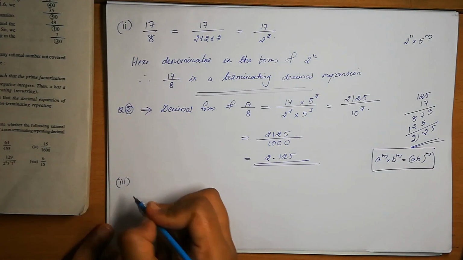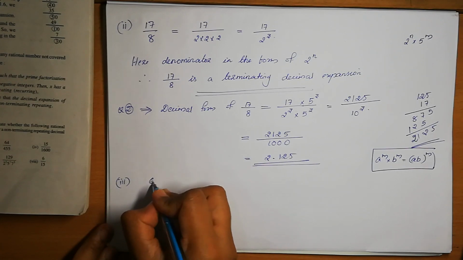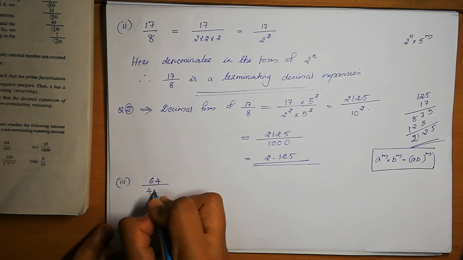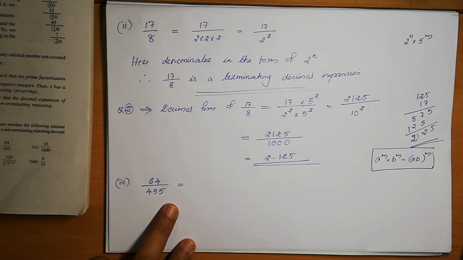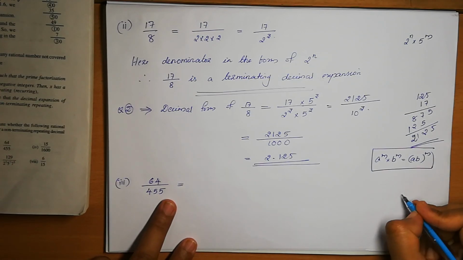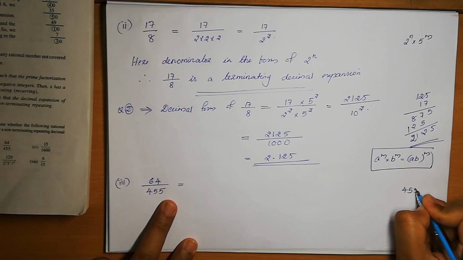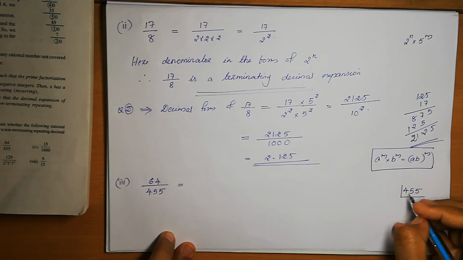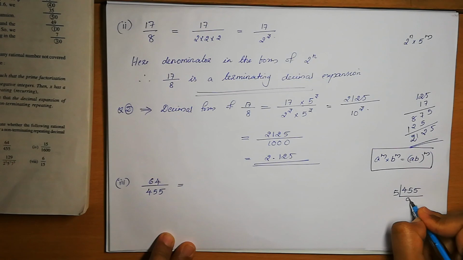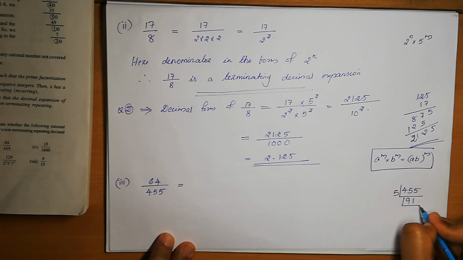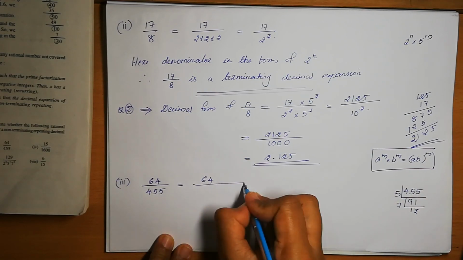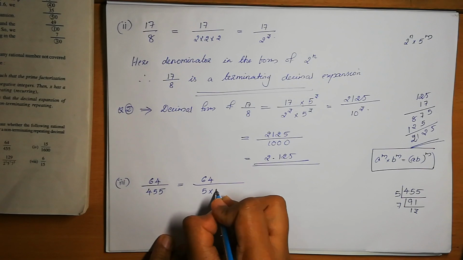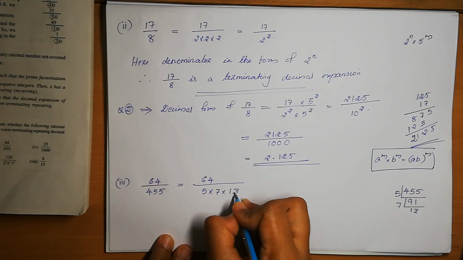Third one. 64 by 455. Again, here also we need to check the factors of 455. Prime factors of 455. 5 times 9 5s are 45. 1. Then with the 7. 1 times 7, 21. 7 3s are 21. So, 64 divided by 5 into 7 into 13 we can write.